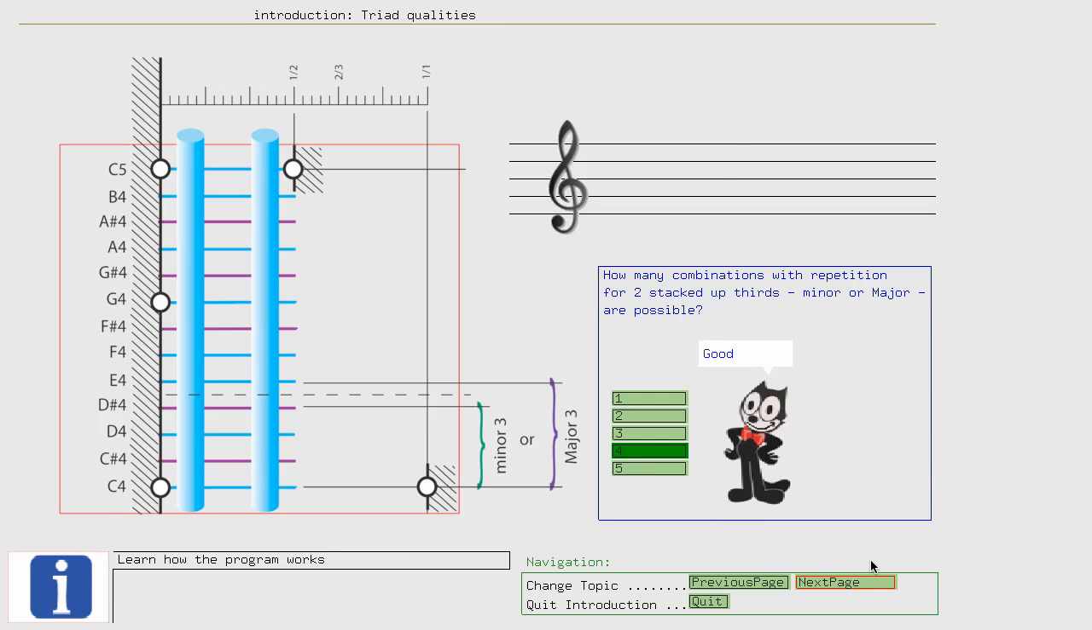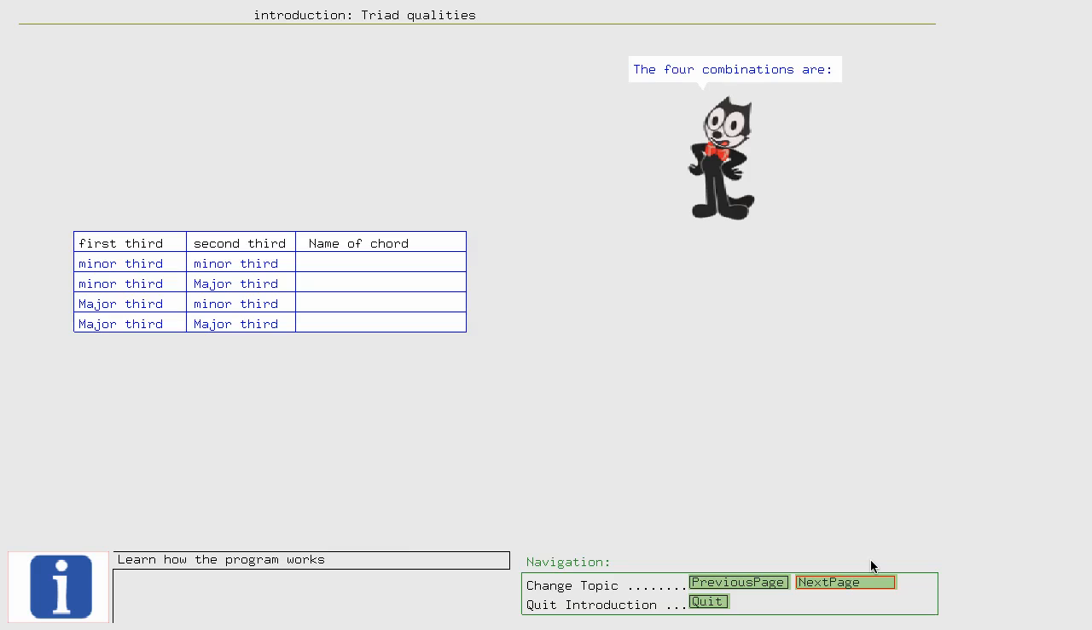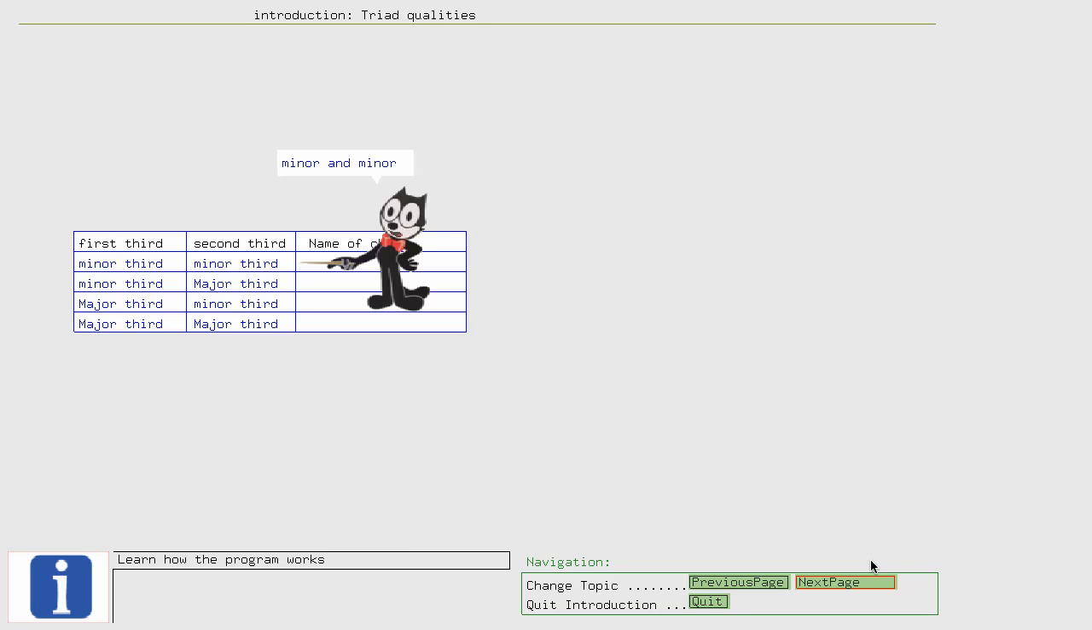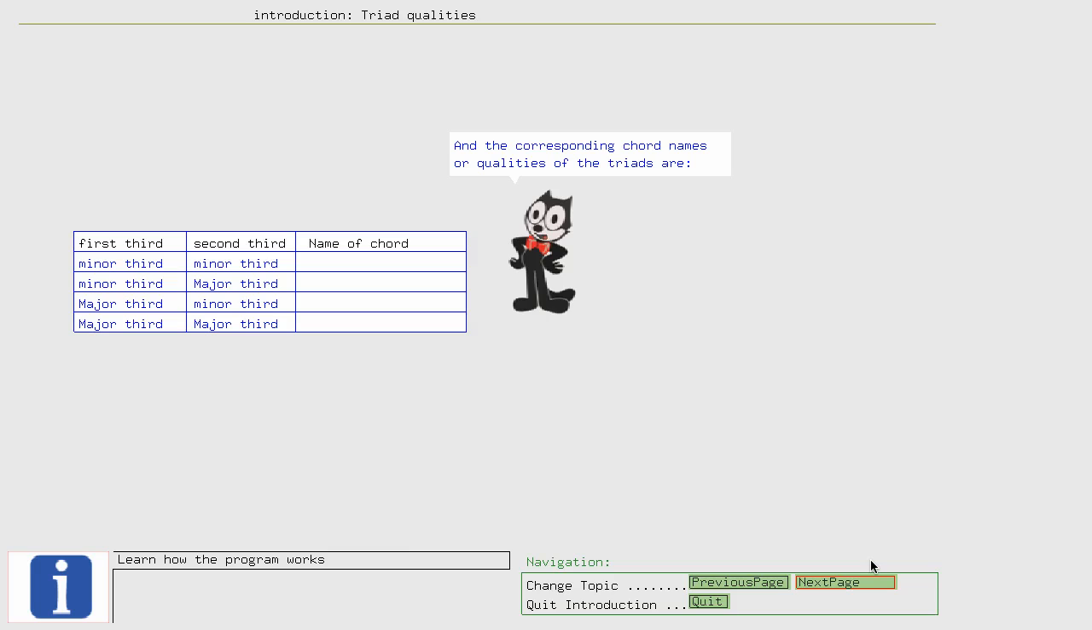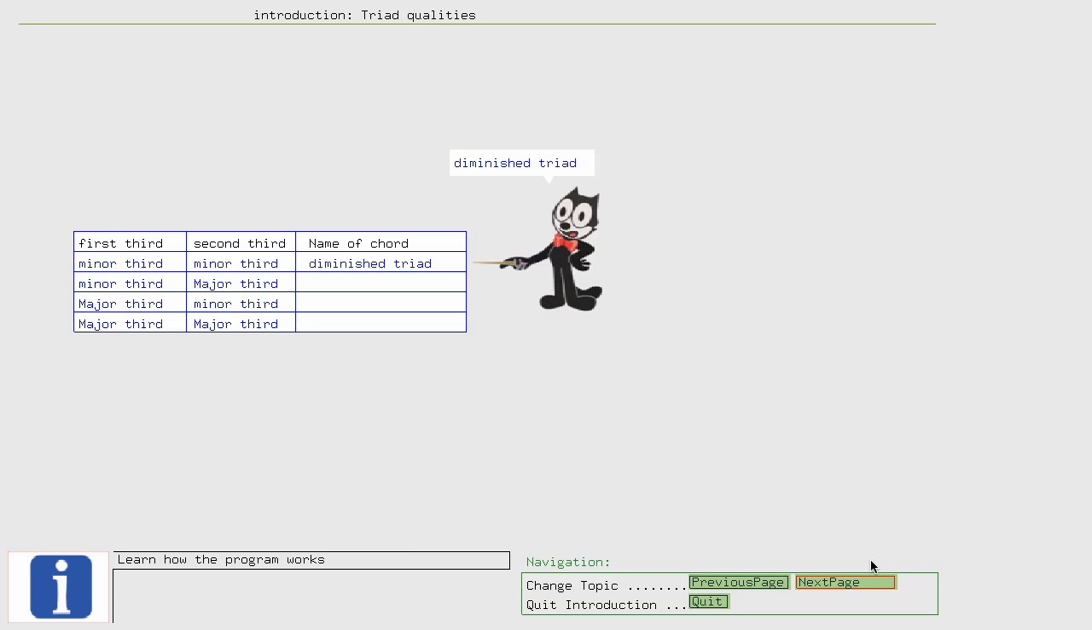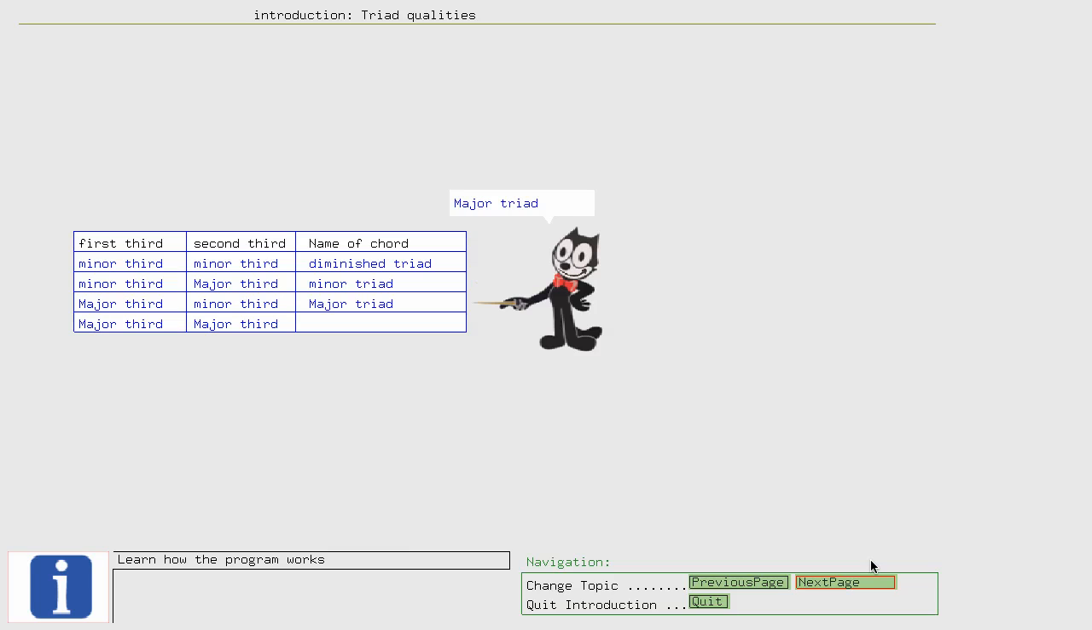Good. The 4 combinations are minor and minor, minor and major, major and minor, major and major. And the corresponding chord names or qualities of the triads are diminished triad, minor triad, major triad, augmented triad.